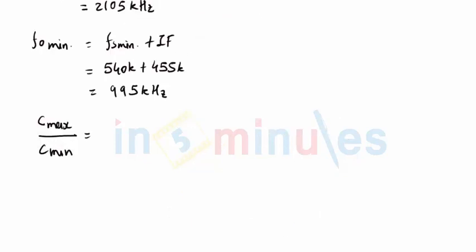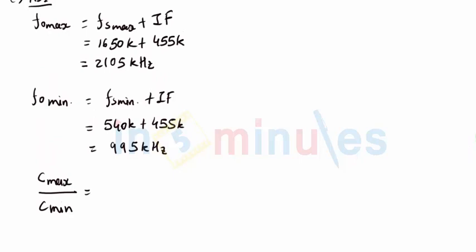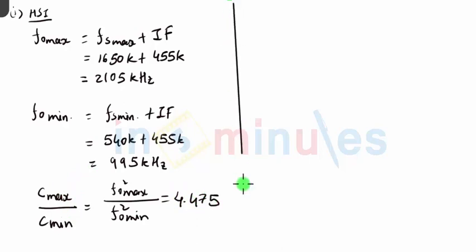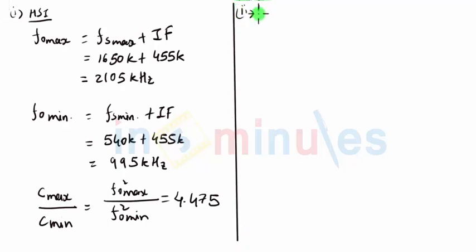So that's my complete expression. Going back to the current discussion, Cmax by Cmin will be equal to FO max square upon FO min square. FO max is 2105, FO min is 995. If you take this ratio for high side injection, this ratio will come out to be 4.475.